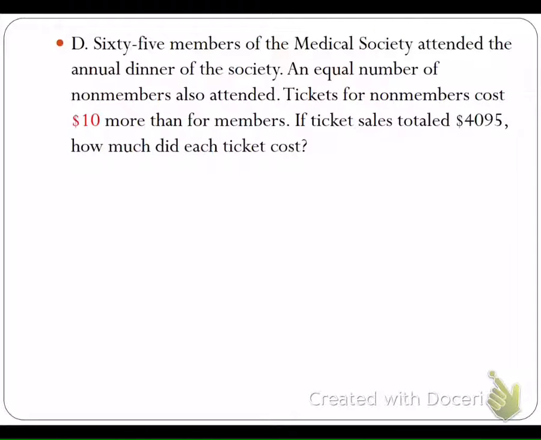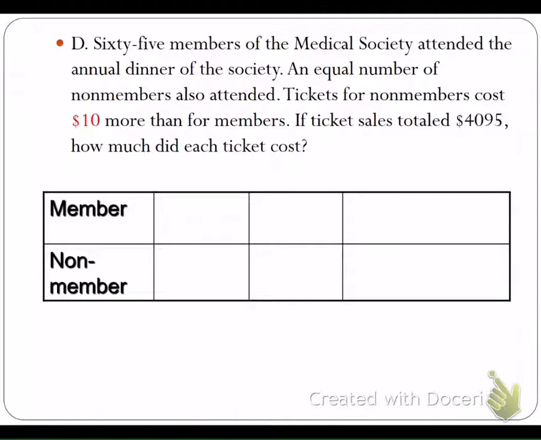So we have two items. What are we talking about? Tickets for members and tickets for non-members. So members and non-members. Good. So we're going to have how many of each, what they cost, and then the total for that particular type of ticket. Now, here we're looking for each type of ticket, right? So which one should I make the variable? Members.